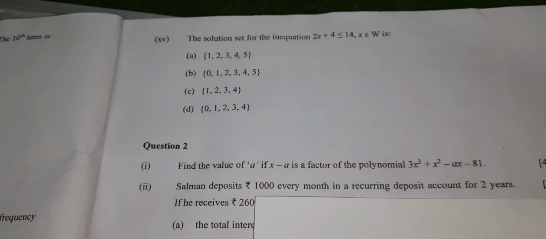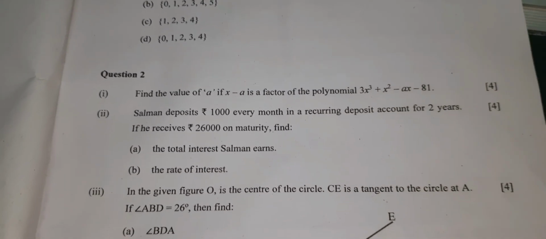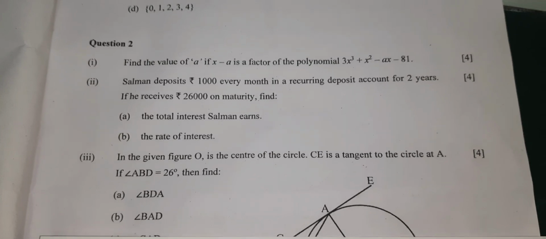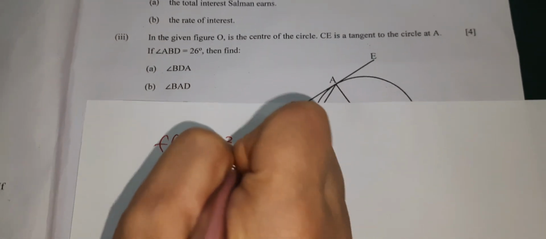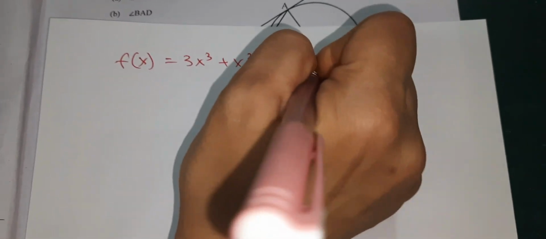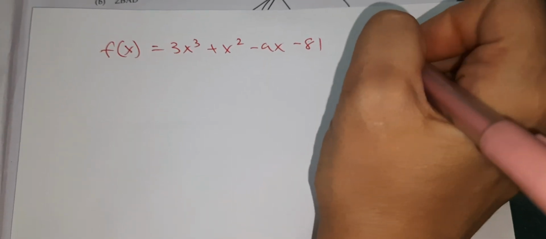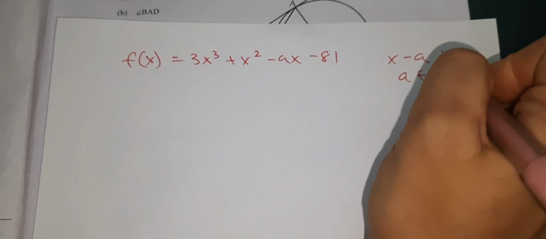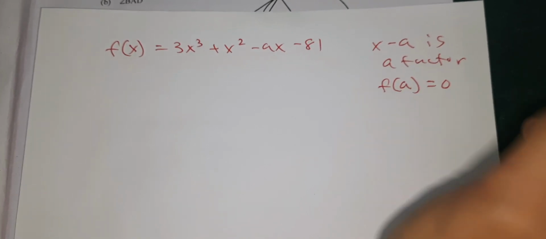Let's do question 2 as well. So question 2 states, find the value of a if x minus a is a factor of the polynomial 3x cubed plus x squared minus ax minus 81. This is our function, and we want to say that x minus a is a factor. If x minus a is a factor, that means that f of a has to equal 0.